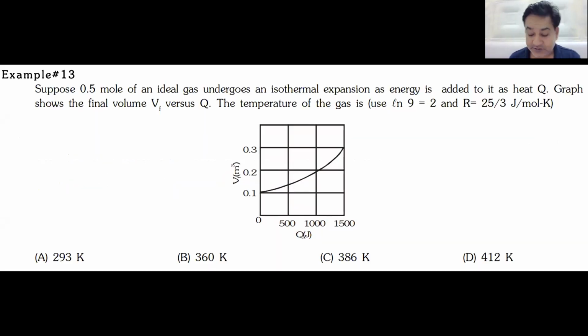And here they made the question simple. And this is the language that they use in a JEE. Take ln 9 as 2, take R as this. They will give you values if those values are needed. Suppose 0.5 mole of an ideal gas undergoes an isothermal expansion as energy is supplied to it as heat Q. You can see Q here. They have drawn a graph. The graph shows the final volume V_f versus Q. The temperature of the gas is. See, a simple question put differently.